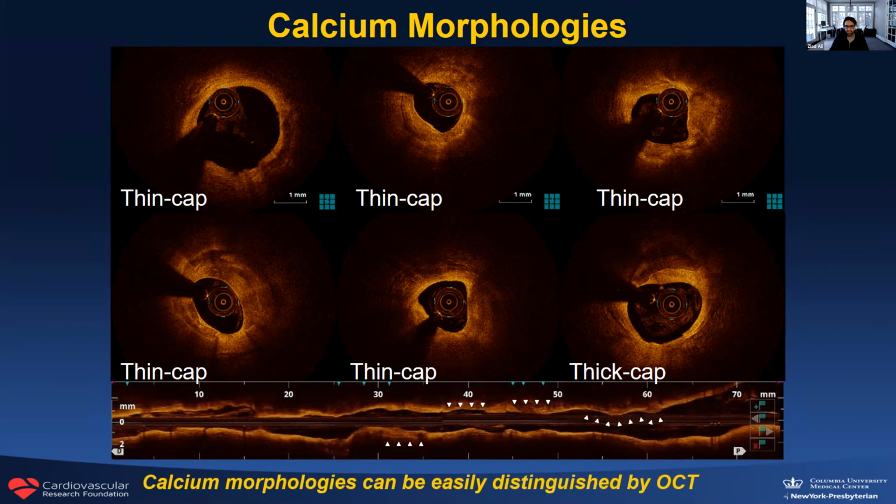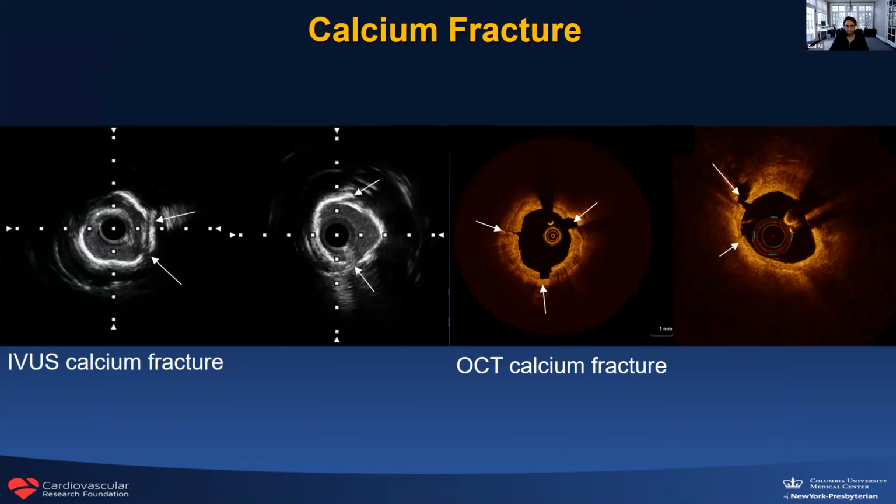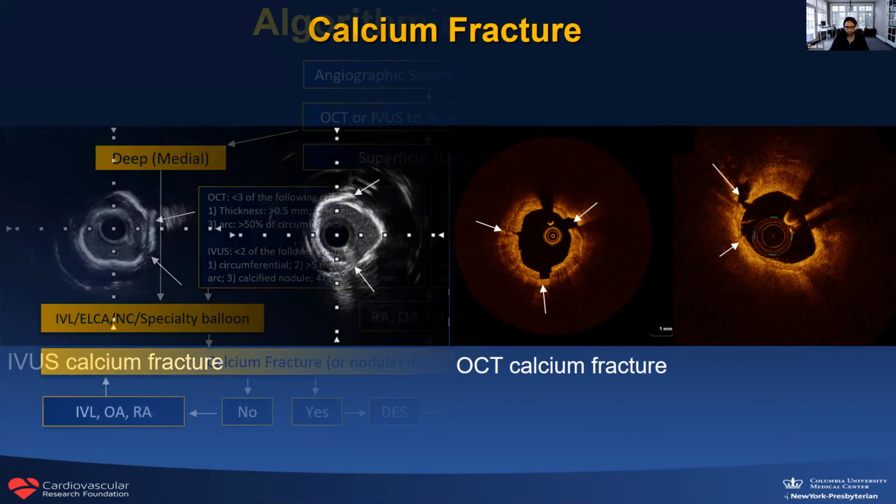These calcium morphologies can easily be distinguished by OCT. It's important to be able to recognize the difference between IVUS calcium fracture and OCT calcium fracture. IVUS calcium fracture leads to a reverberation of signal past discontinuations of the white line that's in the luminal surface, but OCT is clearly displayed as this box type pattern.